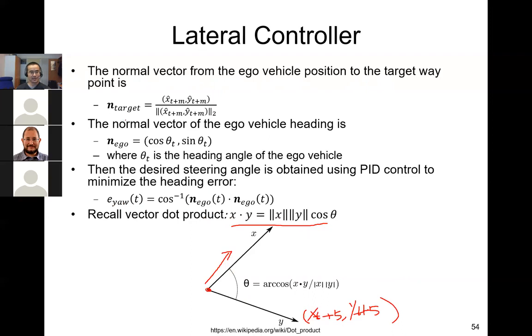So they wrote a whole bunch of formulas here just to express this point. So the end target is the unit vector pointing towards the target, and the n eagle is the unit vector pointing towards the current heading, and then you minimize their dot product.